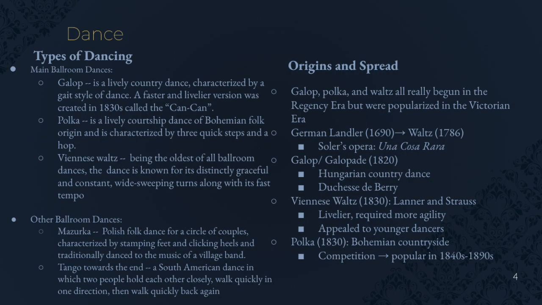Moving on to the origins and spread of Victorian dance, we hone in on the three main types of ballroom dancing: the gallop, the polka, and the waltz. Although these were very popularized in the Victorian era, they really began during the Regency era. We see this in 1690 with the German Landler as the predecessor to the waltz in 1786.